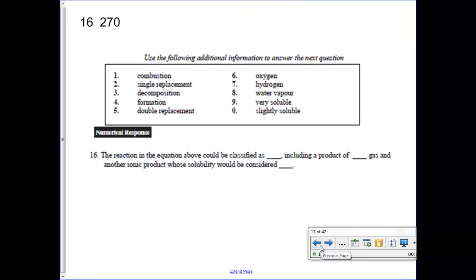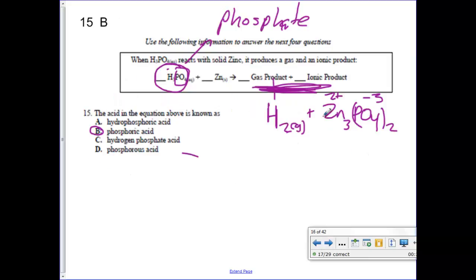Okay, for the next one, it's basically, again, a chart, and you have to pick out which one of these things is true. So the things that were true is it was a single replacement reaction. The gas that we made was hydrogen. And then now we need to use our chart to figure out the last thing. The ionic product, its solubility, we have to find this guy right here and figure out whether it's solid or aqueous based on our chart.